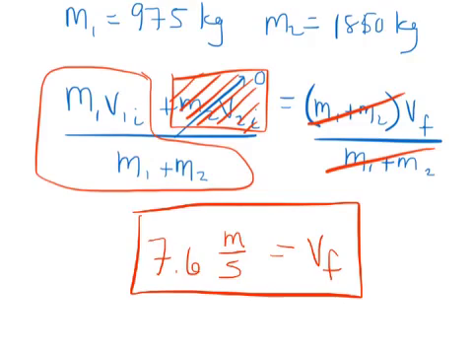Now, here's what I want you to try next. Go ahead, calculate, and be careful when you do this. Calculate the kinetic energy before the collision of each object. Listen carefully. Calculate the kinetic energy of each object before the collision. Then calculate the kinetic energy of the objects lumped together after the collision. Okay?